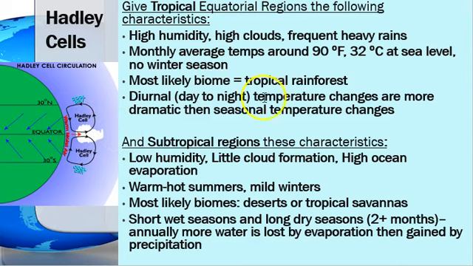Your monthly average temperatures are going to be really high, around 90 degrees Fahrenheit. You're not really going to have much of a winter season because the angle of insolation is not changing much throughout the year. Your most likely biome right around the equator here, assuming humans don't impact it in any way, is going to be your tropical rainforest, because you have so much air constantly moving and constantly moving that water around.